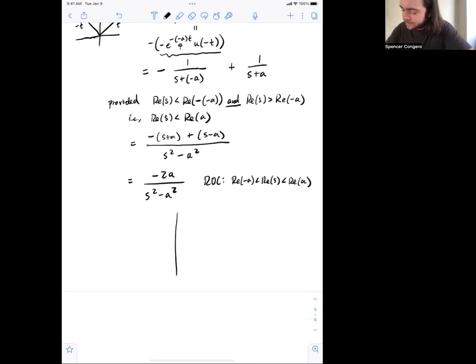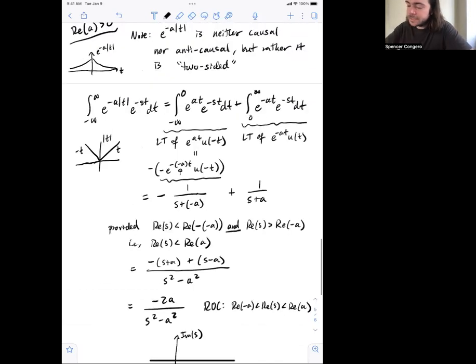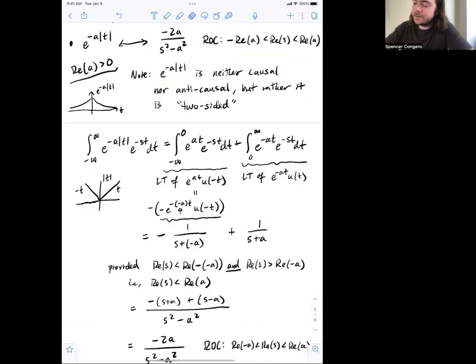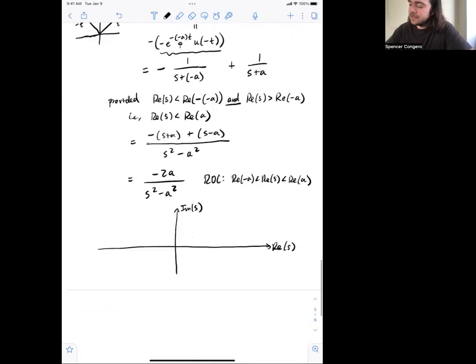So let's draw it. What does this look like? It's the real part of s, and this is the imaginary part of s. Remember we said a condition was that the real part of a was positive. So wherever I put my a, maybe I'll put it right there. It's my a. I want to make sure the real part of a is positive, which it is. And now I'm also going to care about negative a, so I'll plot that as well.